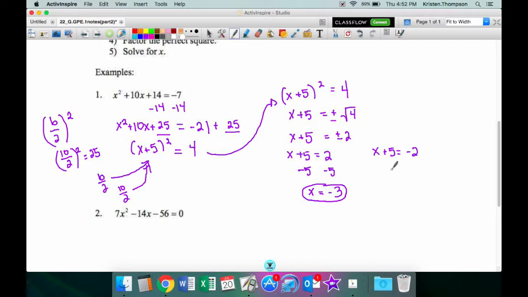For our second equation, x plus 5 equals negative 2, we will also subtract 5 from both sides, leaving us with x equals negative 7. And this is our second solution for this quadratic. So here we have our two solutions, negative 3 and negative 7.